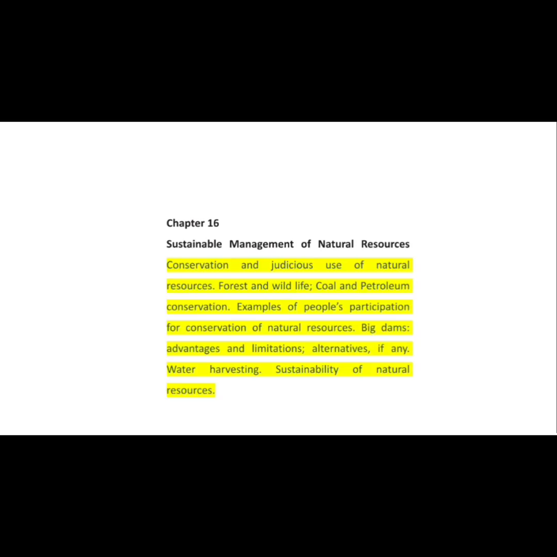Then next is chapter 16, sustainable management of natural resources. This lesson is for internal assessment. You have to study this lesson, but this is for internal assessment. So I think you are clear about the revised syllabus in grade 10 science.